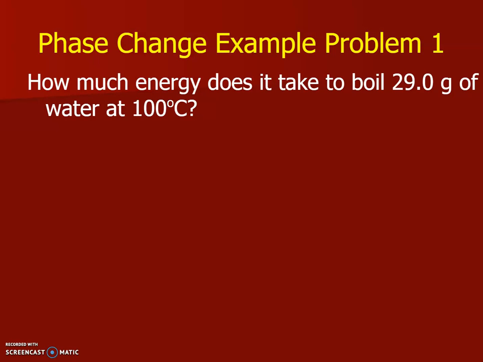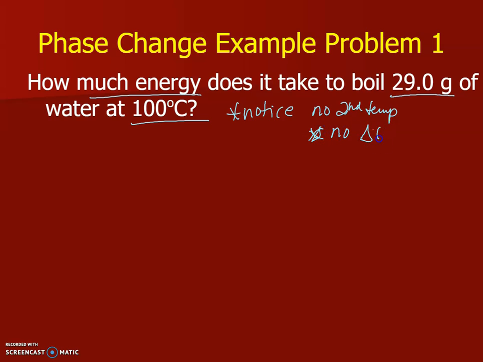Hey, you're back. All right, so how much energy does it take to boil 29.0 grams of water at 100 degrees Celsius? You'll notice, pro tip, okay, you'll notice there is no second temperature. So if you don't see a second temperature, there is no delta T. So you have to use the Q equals M times delta H of reaction equation. So what are we doing here? We are going to boil.